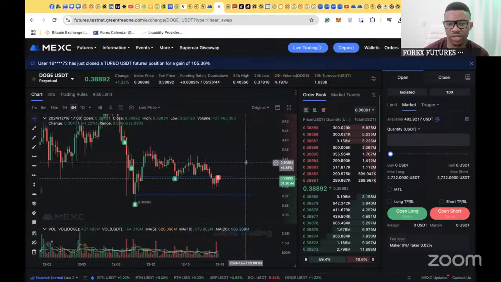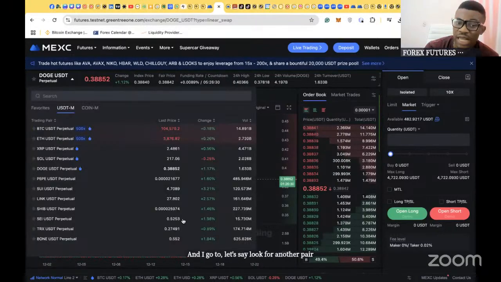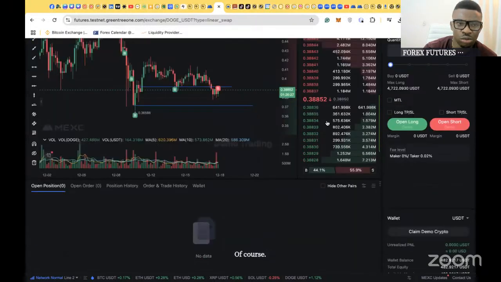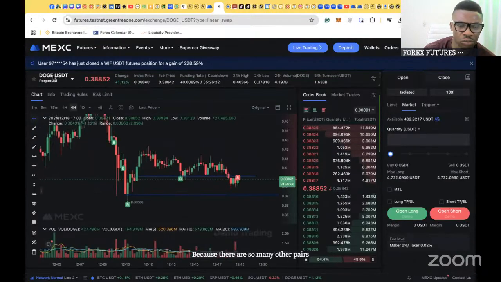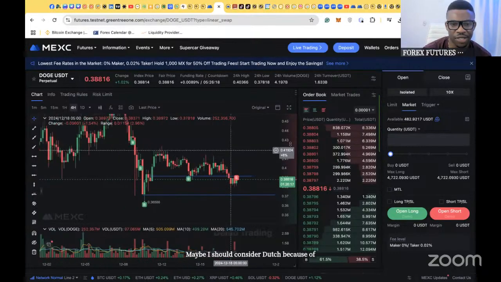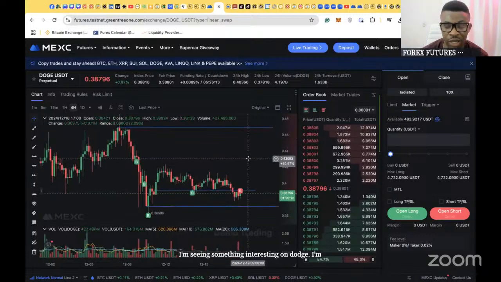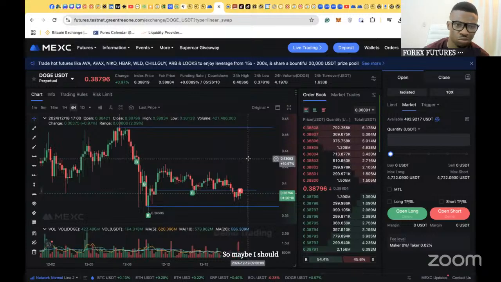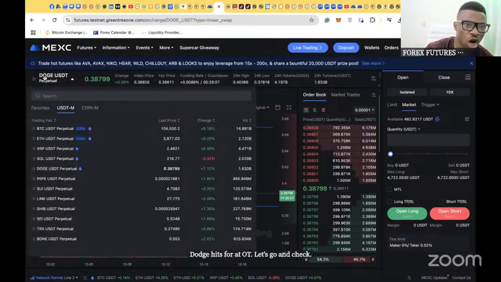So if I go away from here and look for another pair, of course, that's the next thing we need to do, because there are so many other pairs we can still jump into. Maybe I should consider Doge because of what I'm seeing right now. I'm seeing something interesting on Doge. I'm seeing Doge at OTE. Doge H4 at OTE. Let's go and check.